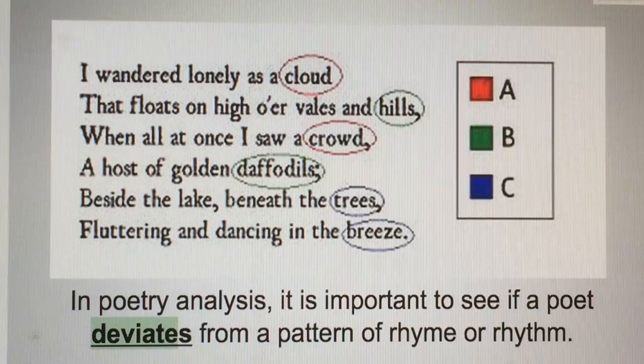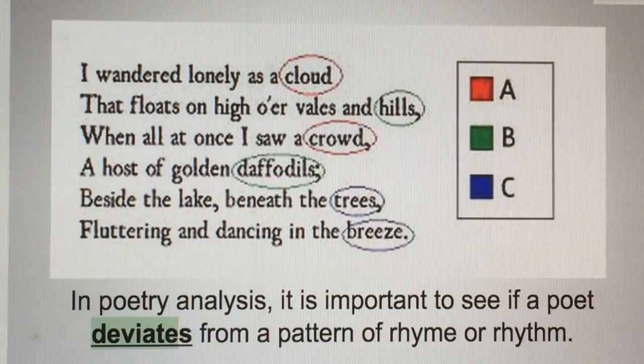In poetry analysis, it's important to see if a poet deviates from a pattern of rhyme or rhythm. For example, a lot of poems have rhyme, especially what they call end rhyme. That means words that rhyme at the end of lines.